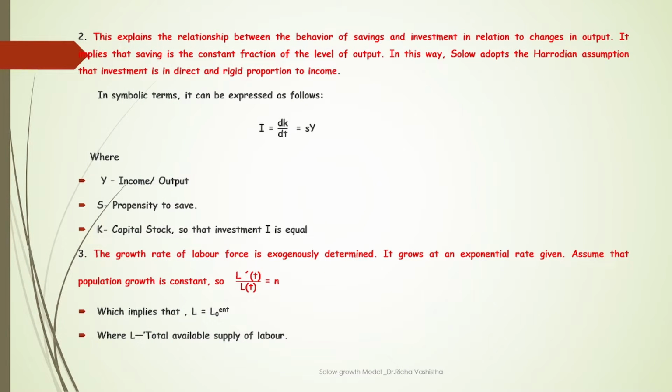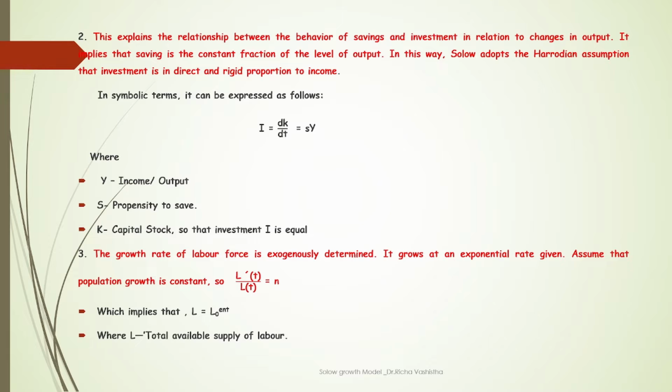Now assumption number 2 says that the relationship between the behavior of saving and investment in relation to changes in output implies that saving is a constant fraction of the level of output. This way Solow adopts the Harrodian assumption. Here he took this assumption from the Harrod model, that investment is in direct and rigid proportion to income, which has been shown here in symbolic terms.